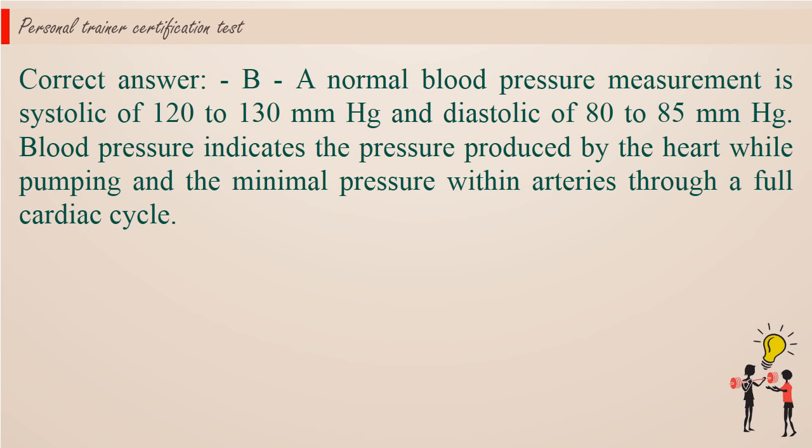Correct answer, B. A normal blood pressure measurement is systolic of 120 to 130 millimeters Hg and diastolic of 80 to 85 millimeters Hg. Blood pressure indicates the pressure produced by the heart while pumping and the minimal pressure within arteries through a full cardiac cycle.